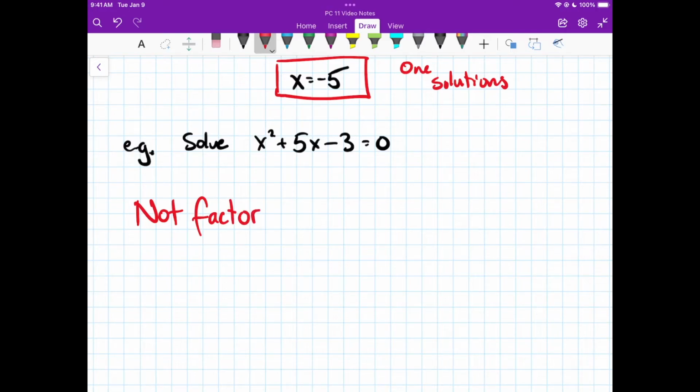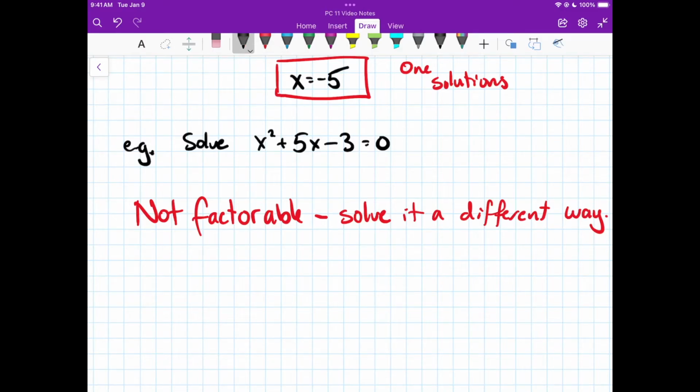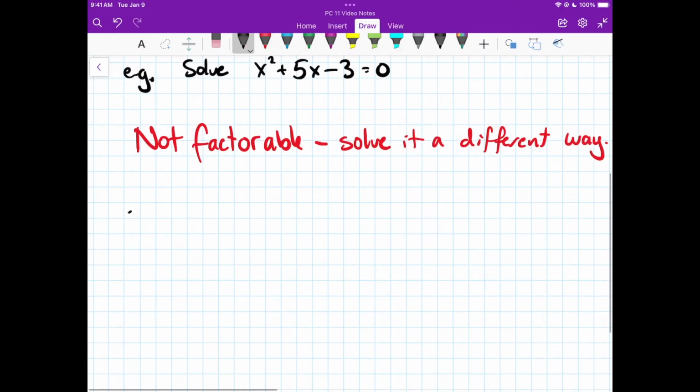That is definitely true. But we still can't say for sure whether it has 0, 1, or 2 solutions, so what we have to do is solve it a different way. Whatever that way might be. All right, so that could be the graphing that you might have already learned, or that could be the other 2 methods that I'm going to cover later in the unit. Okay, so that's what an ambiguous number of solutions and one solution look like. So let's get into some specific kinds of equations you might have to deal with.